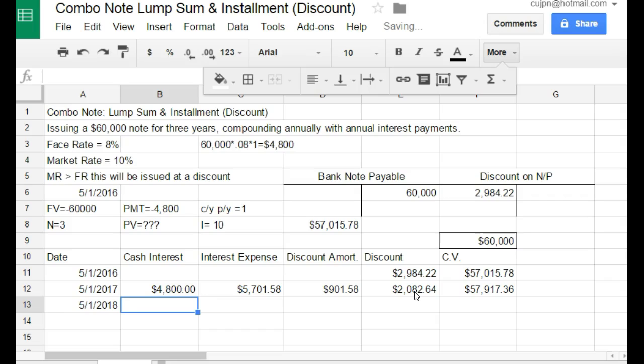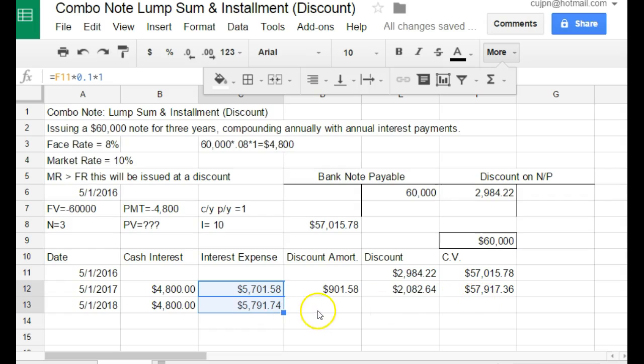Then I go to the next year. My cash interest is still going to be $4,800. My interest expense is principal times rate times time. So I'm going to take this $57,917 times the rate times the time. I'm going to cheat here though. I know it's going to be $5,719. I'm going to just copy the formula down there, and there's my number. And then to get the discount amortization, it is the cash interest minus the interest expense. So I'm going to cheat again and copy that formula down. There's the 991, and then the same thing with this.